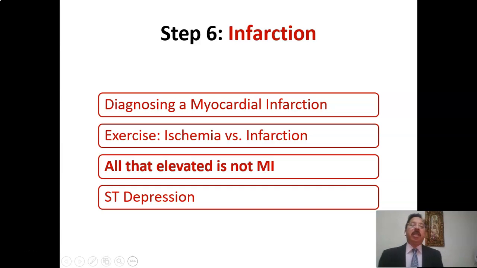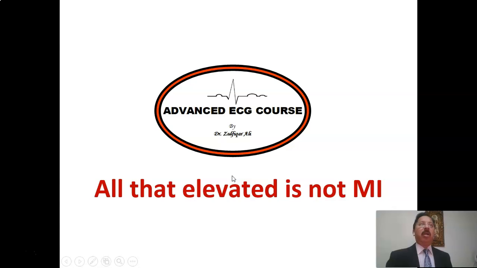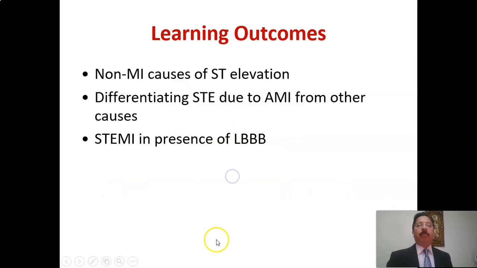So in step 6, so far we have finished how to diagnose myocardial infarction, and we have gone through an exercise where we try to differentiate the ischemia from the infarction. Now this is the time to see some other causes of ST segment elevation. That is, all that is elevated is not myocardial infarction.